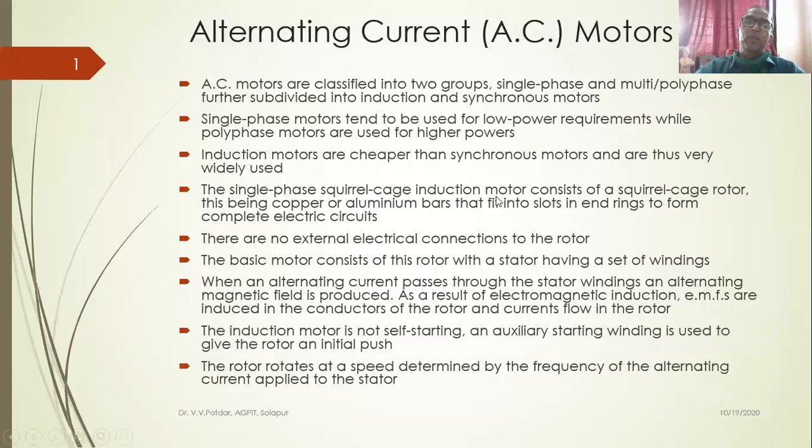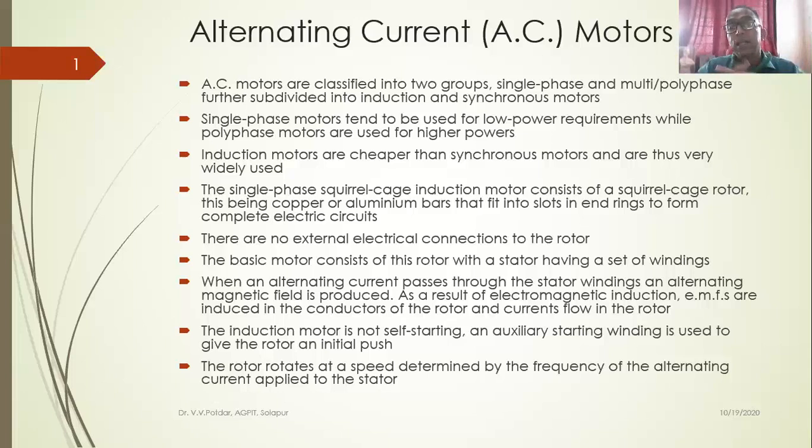It consists of a squirrel cage rotor, made of copper or aluminum bars that fit into slots in end rings to form a complete electrical circuit. So we have a cylindrical squirrel cage, and end plates. There are no external electrical connections to the rotor. The basic motor consists of this rotor and a stator having a set of windings. So we have stator windings around a stator, and the rotor has short-circuited conductors on it.